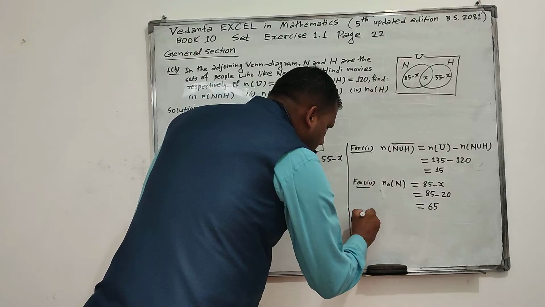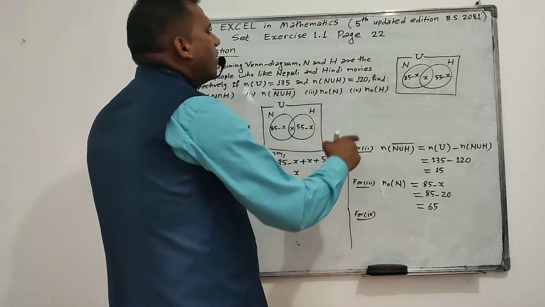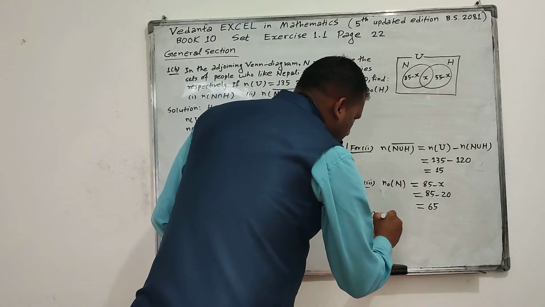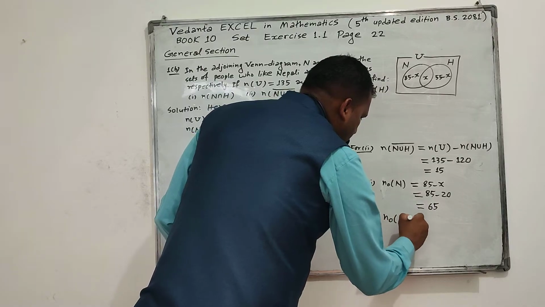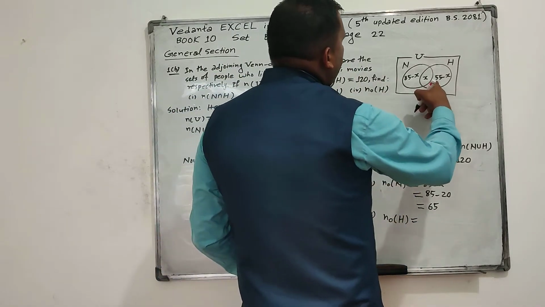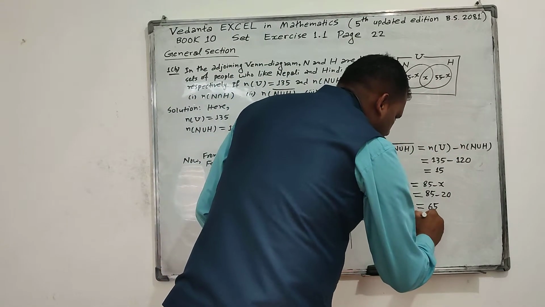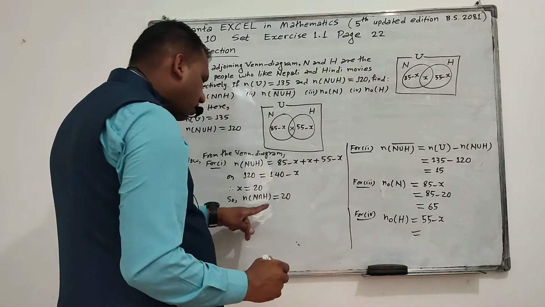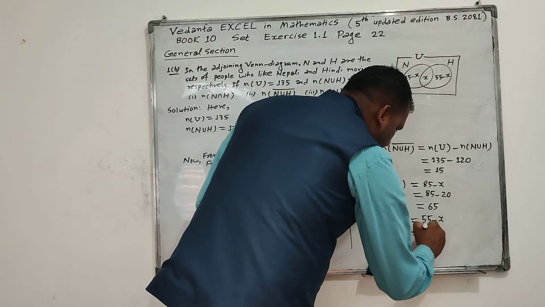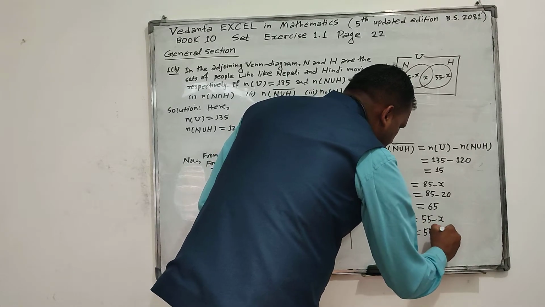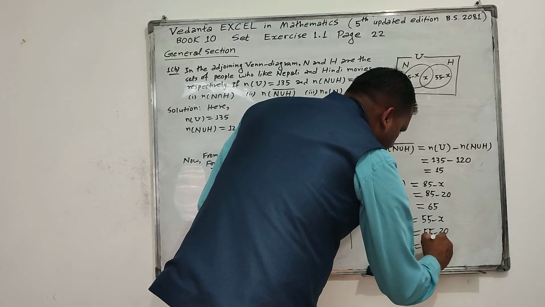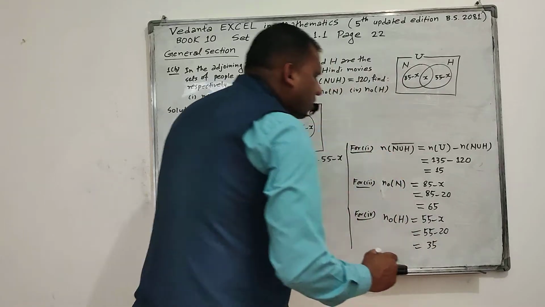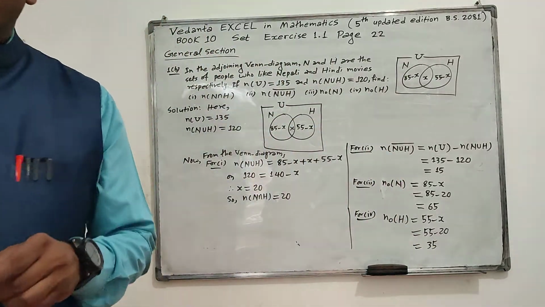For 4, we have n not s. We have to find n not s. n not s equal to, from the diagram, 55 minus x. 55 minus x. Putting value of x 20, I get 55 minus 20. This equal to 5 minus 0, 5, 5 minus 2, 3. 35. This is the answer.